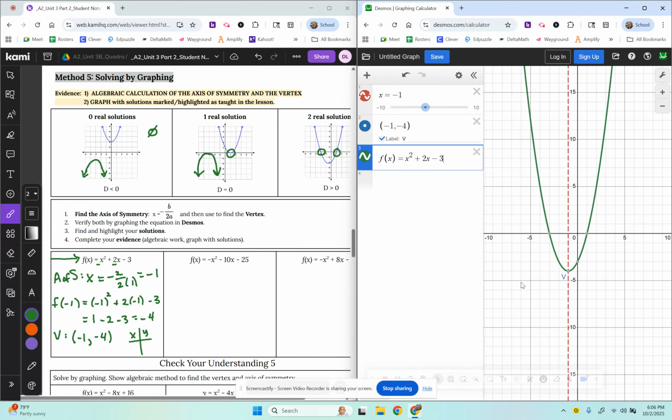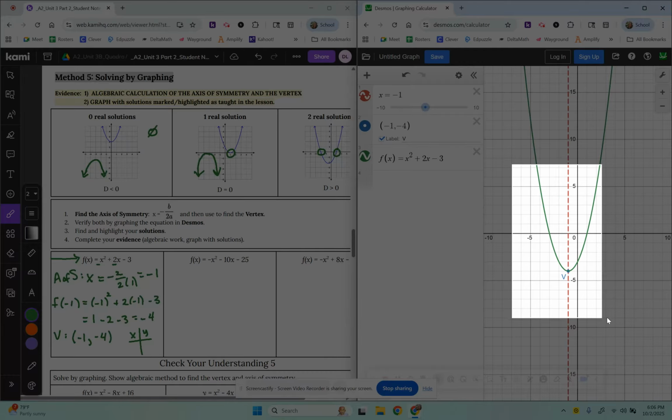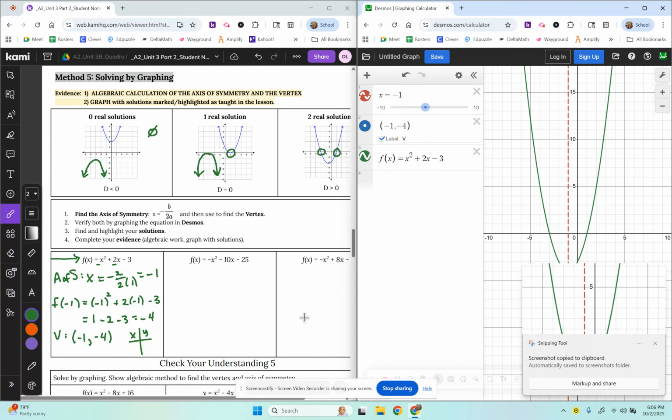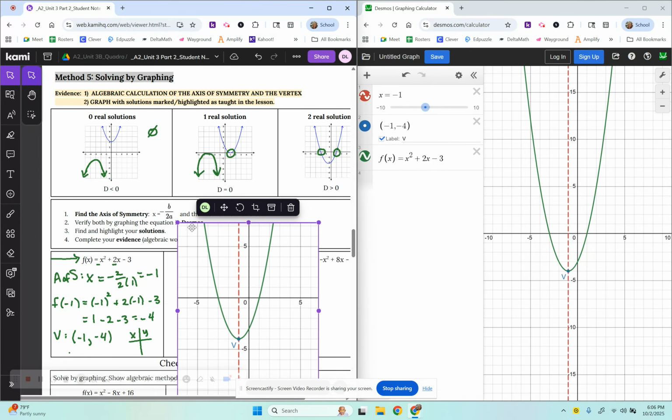Okay, you can see from my graph now that at this point I do have my vertex. Okay, the axis of symmetry does cut my graph in half, and then this graph is also giving me y-intercepts as well as the x-intercepts. Okay, now what I would expect to see on evidence is for you to go ahead and screenshot your graph. You got to include enough of your axes that you can see it all. Okay, and then we're going to paste it onto our evidence page.